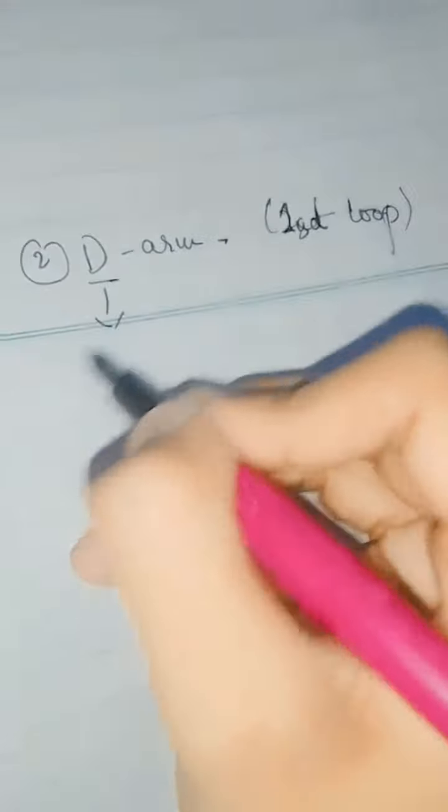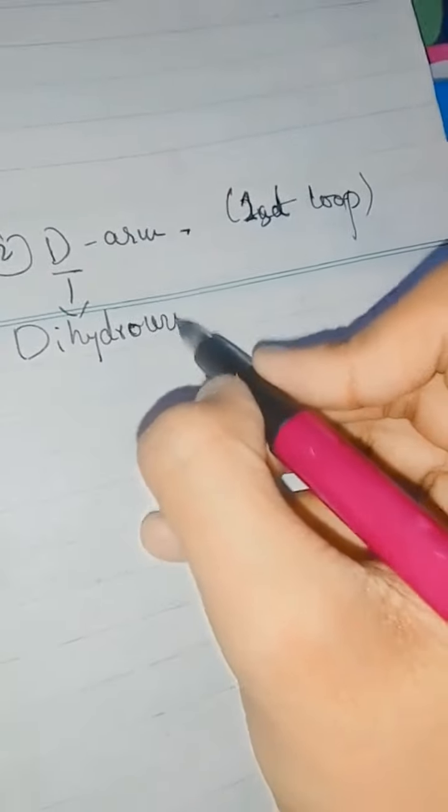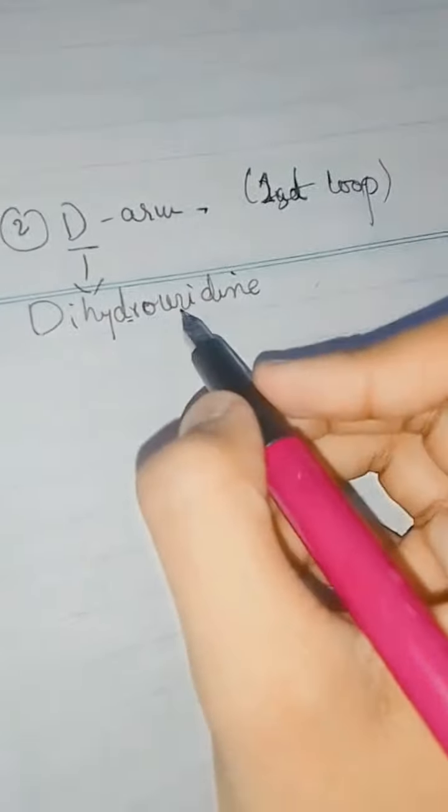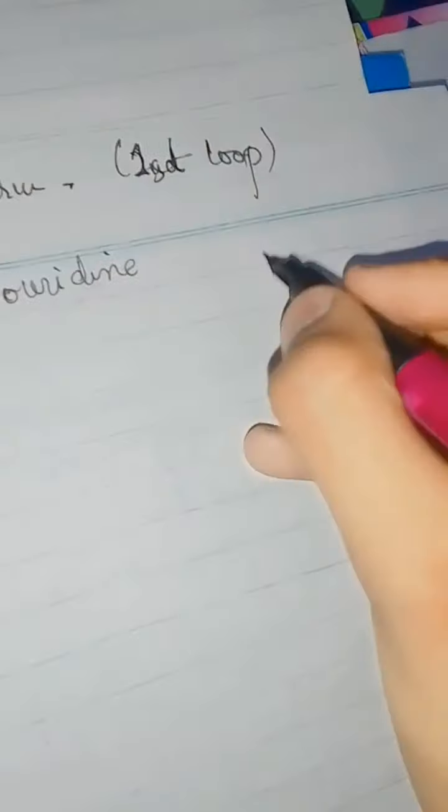D basically means dihydrouridine. What does it mean by dihydrouridine? Dihydrouridine means one uracil and 2 hydrogens are attached with the ribose sugar. So that is known as dihydrouridine, and it has an arm as well as a loop.